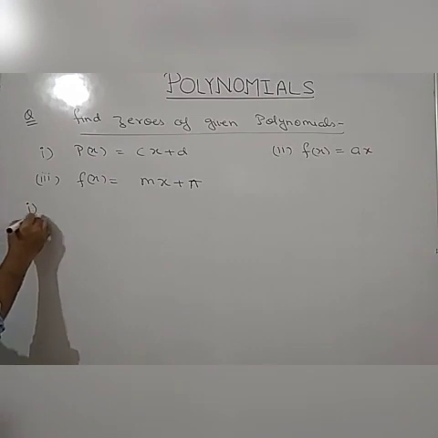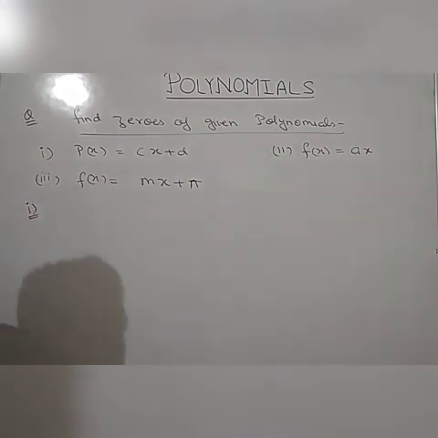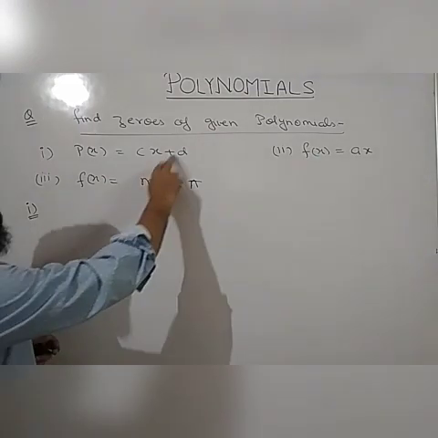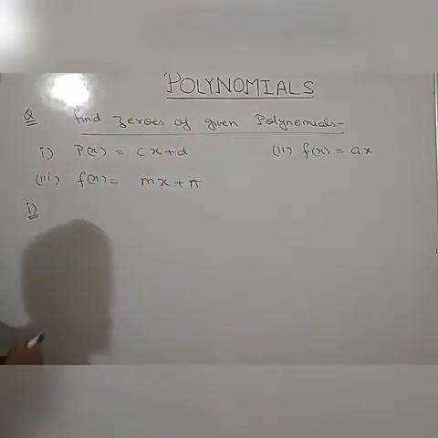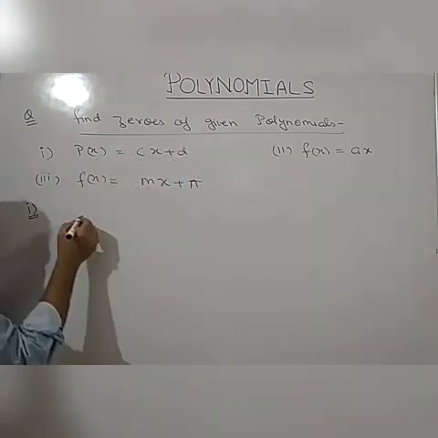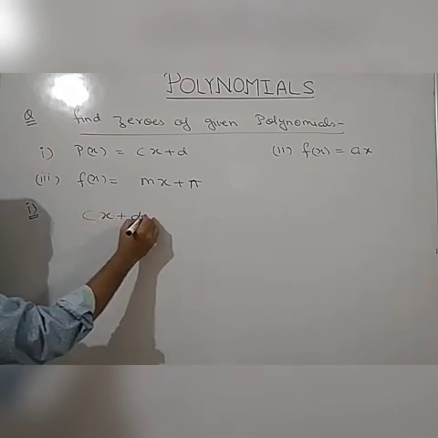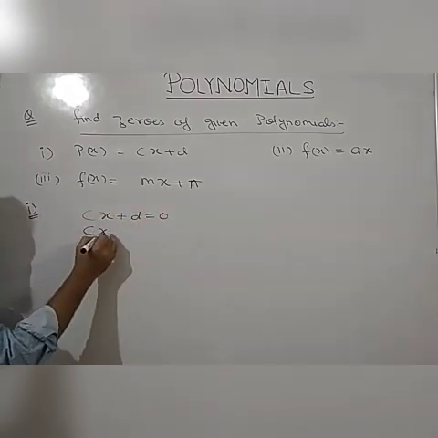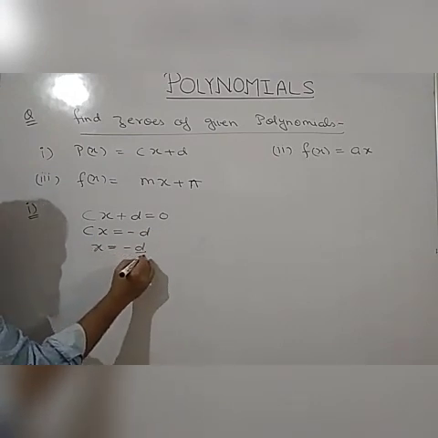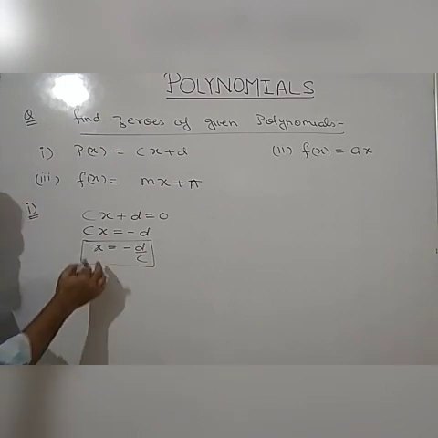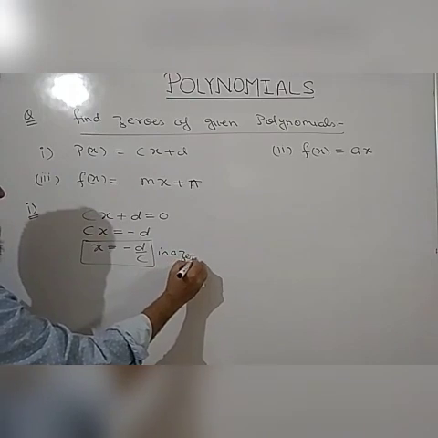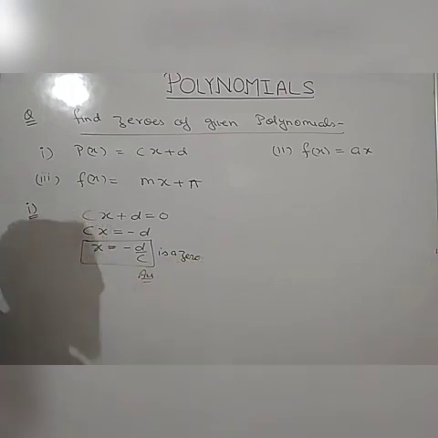So first part, let us start. I already told you the method to find the zeros of a polynomial. Zero means the value of the polynomial should be equal to 0. So whenever we have to find the zero of the polynomial, put the polynomial equal to 0. So if we put cx plus d is equal to 0, then what we will get? It will be cx is equal to minus d, or the value of x will be equal to minus d upon c. It means x is equal to minus d upon c is a zero. It is our answer of the first part.